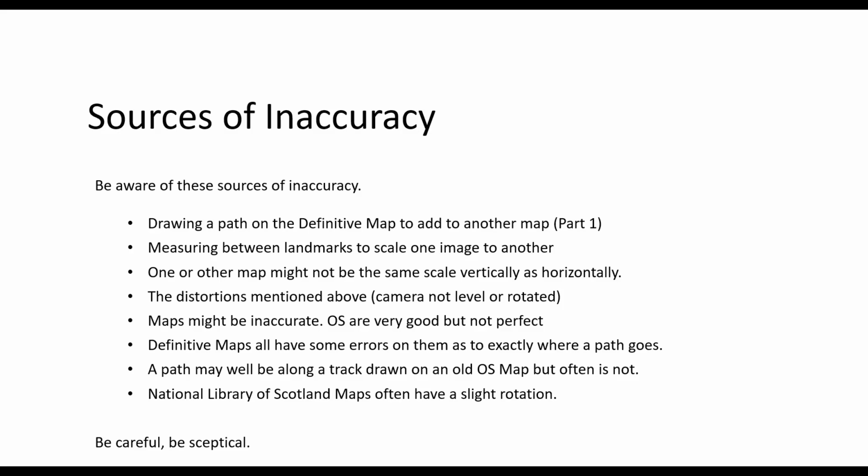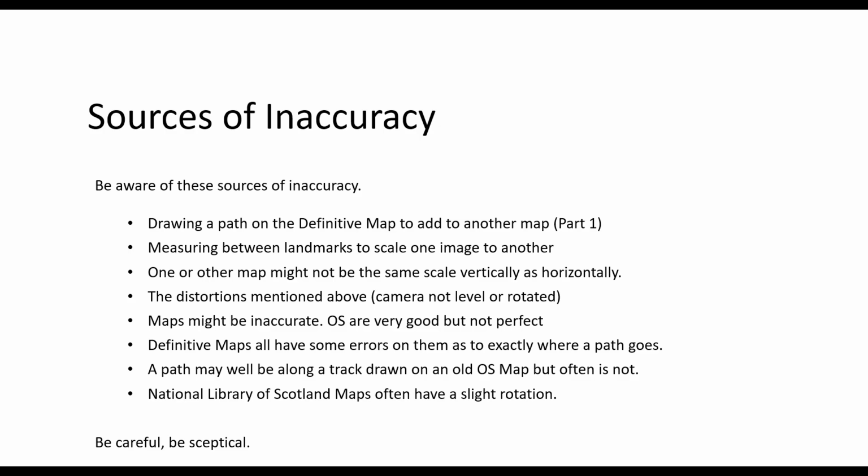Now, when drawing a path on the definitive map to add to another map, I've said part 1 here, is also part 2 for that matter, how accurately you draw that path is going to make a difference. So do take care to do that as accurately and carefully as you can. Measuring between landmarks on two maps that you're going to place one over the other, two maps or images, again, that's an obvious source of error, so you need to be as careful as you can and try and get that pixel perfect as well.